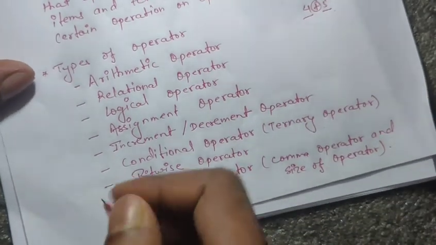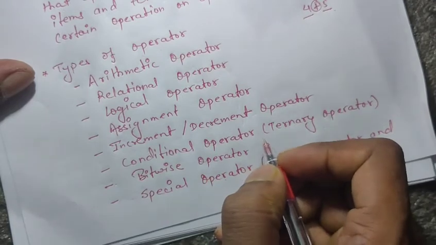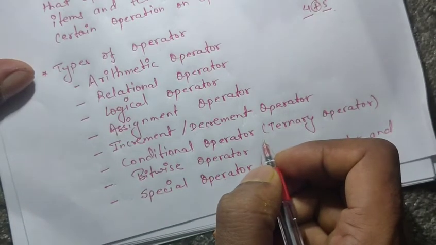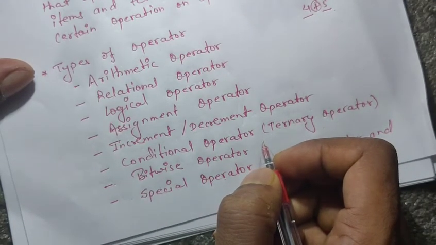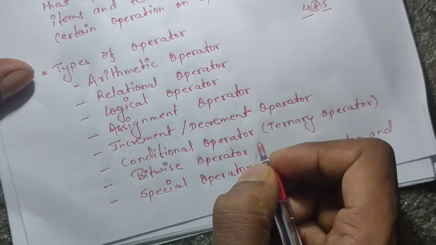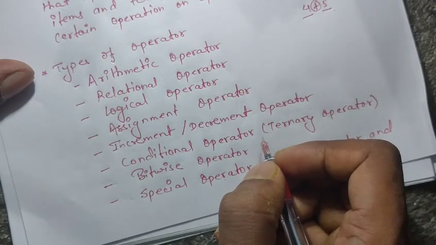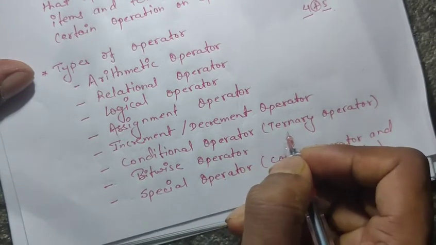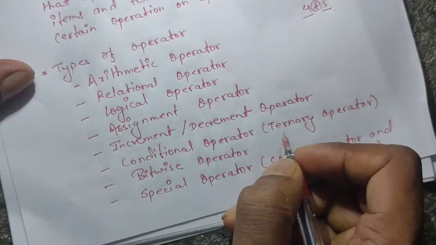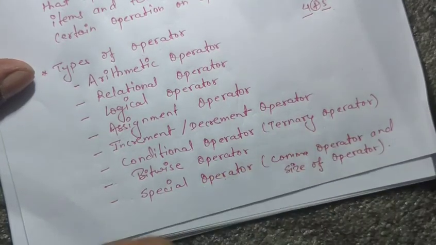Let's come to the next point, the conditional operator. So what is a conditional operator? It will have some condition. If that condition is true, the true part will be printed. If that condition is false, the false part will be printed. So this works accordingly to the condition.